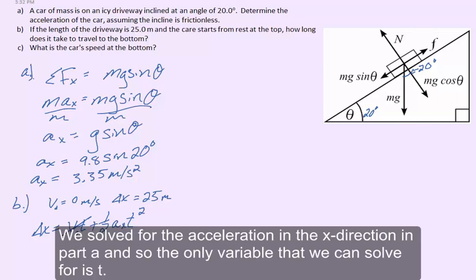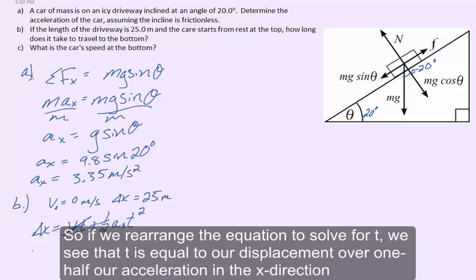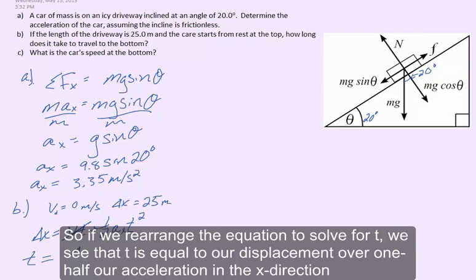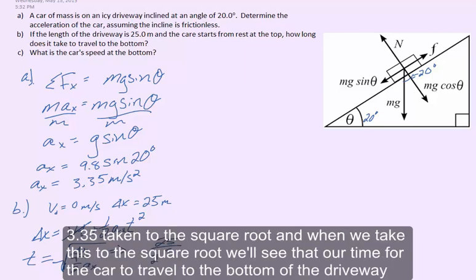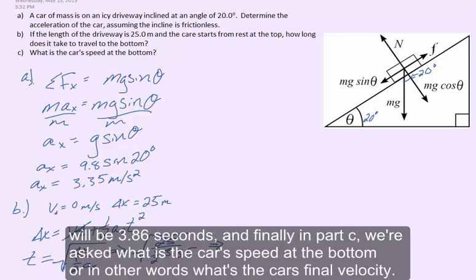We solved for the acceleration in the x direction in part A. And so the only variable that we can solve for is t. So if we rearrange the equation to solve for t, we see that t is equal to our displacement over 1/2 our acceleration in the x direction, taken to the square root. So now we can plug in our values for our displacement of 25 meters over 1/2 our acceleration of 3.35, taken to the square root. And when we take this square root, we'll see that our time for the car to travel to the bottom of the driveway will be 3.86 seconds.